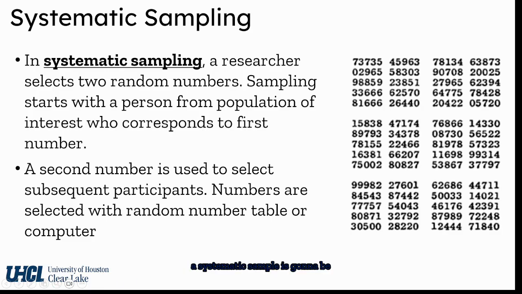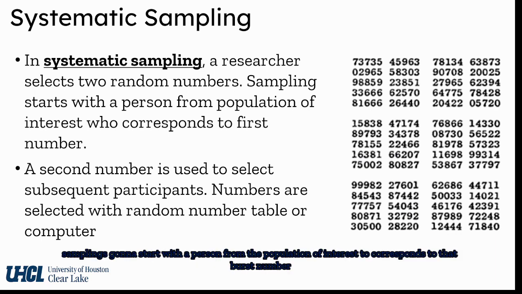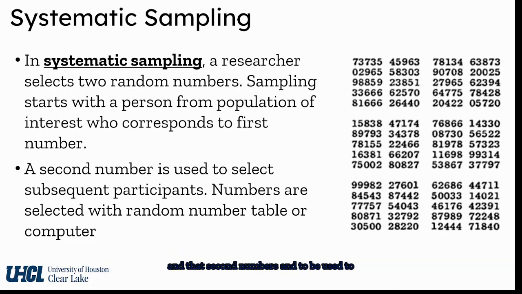A systematic sample is going to be obtained through systematic sampling. You're going to select two random numbers. Sampling is going to start with a person from the population of interest who corresponds to that first number, and that second number is going to be used to select your subsequent participants. So numbers are going to be selected using a random number table or a computer, because tables, the old school way, is not really how we do things these days.